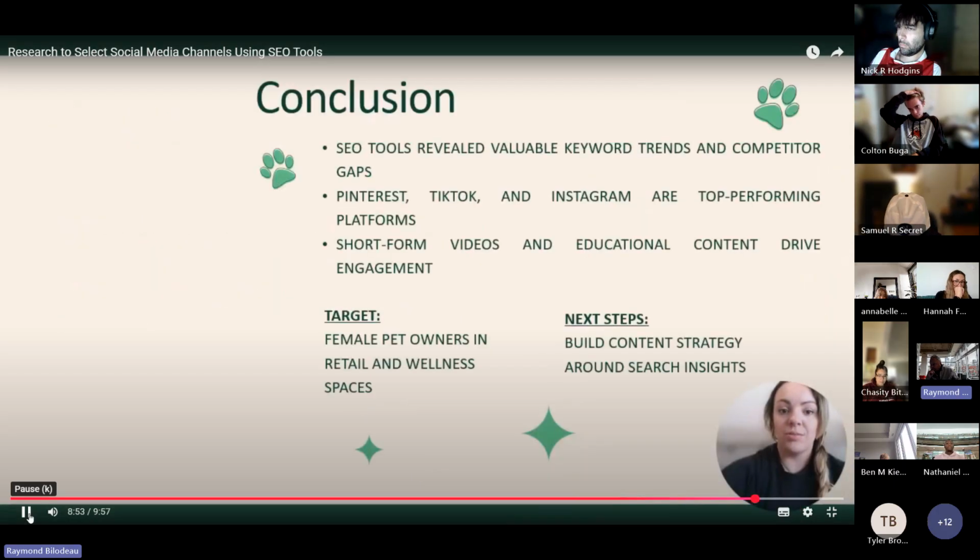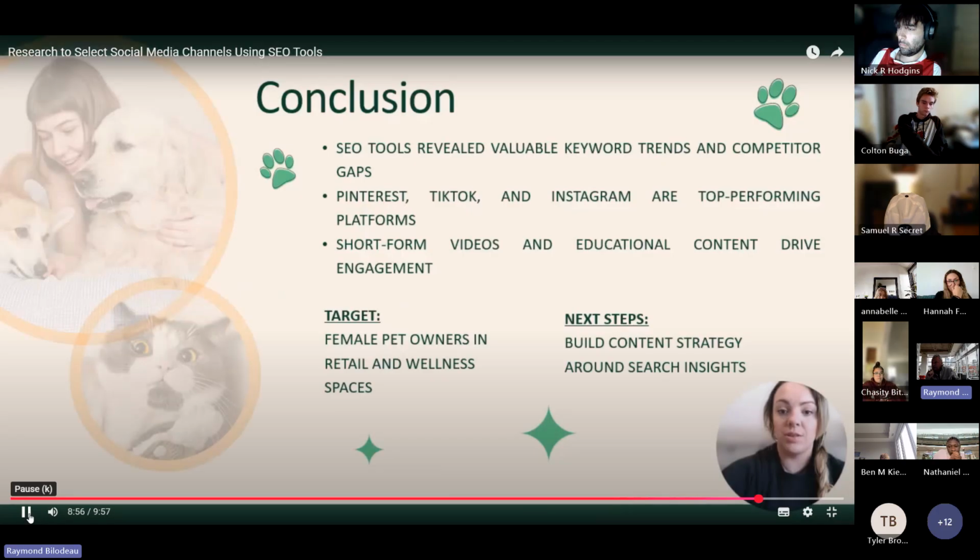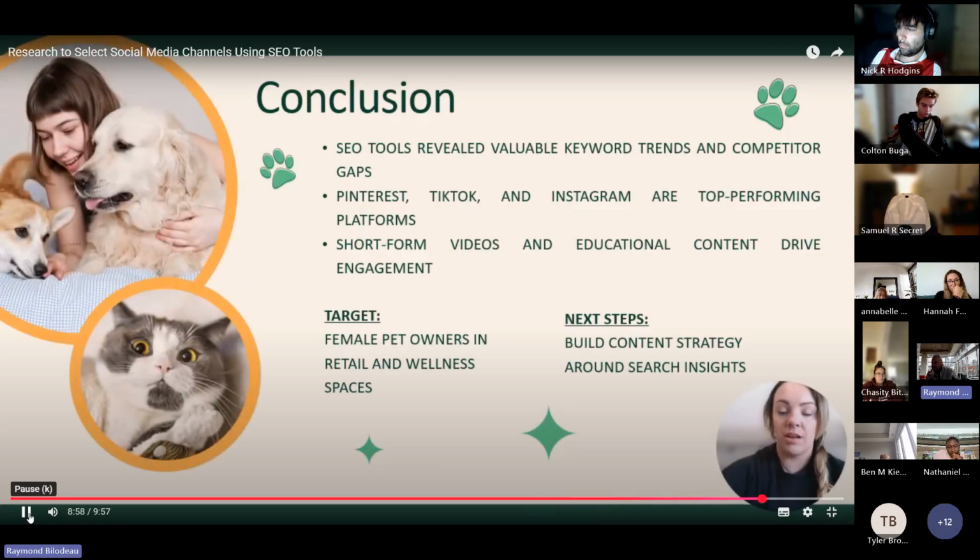To conclude, our research using SEO tools enabled us to identify the most effective social media platforms for Home Alive Pets. Based on keyword trends and audience insights, Pinterest, TikTok, and Instagram stood out as the strongest platforms for reaching their ideal customers. We also learned that content performs best when it's short, informative, and visually engaging. Things like quick product tips, pet care education, and fun video clips. The audience is primarily female, and many are interested in wellness and retail, which aligns well with Home Alive's current offerings.